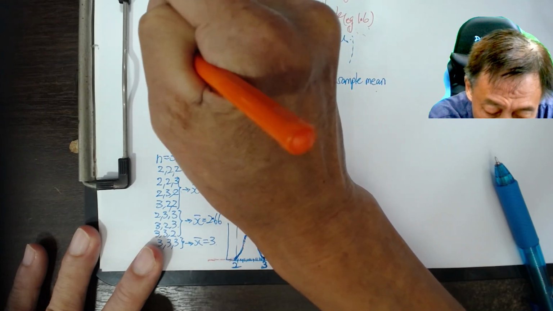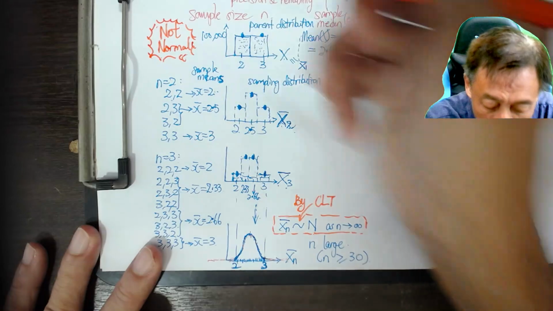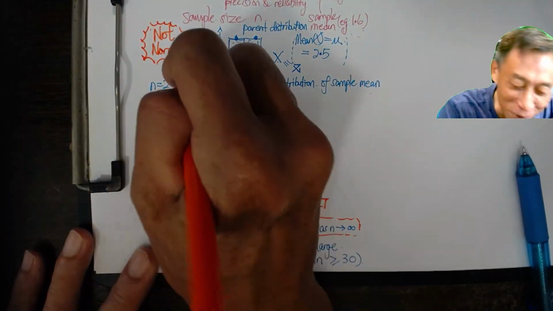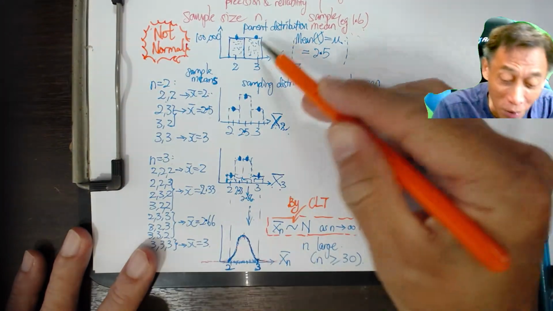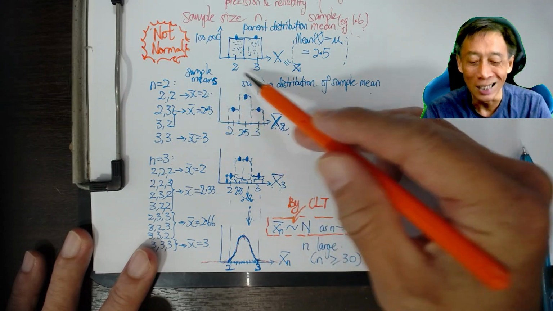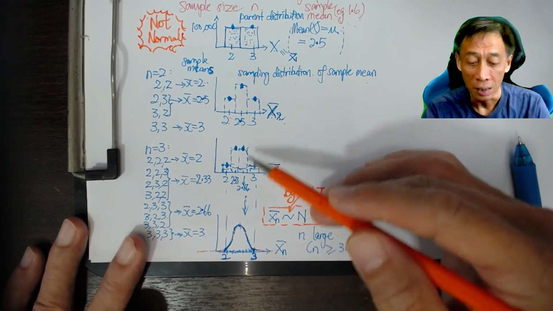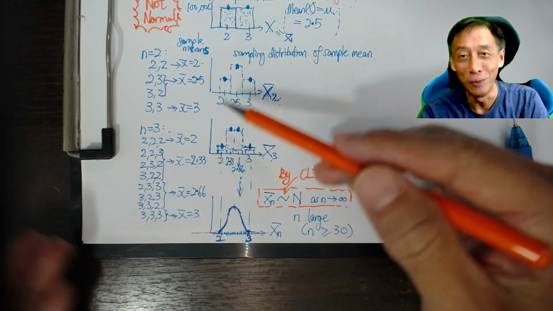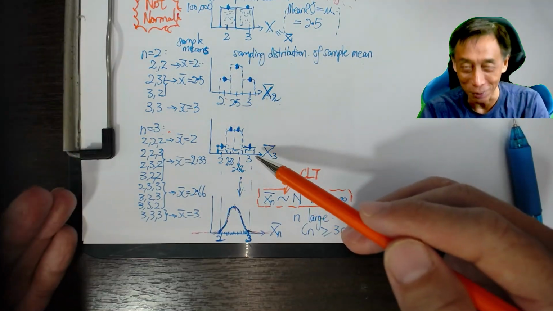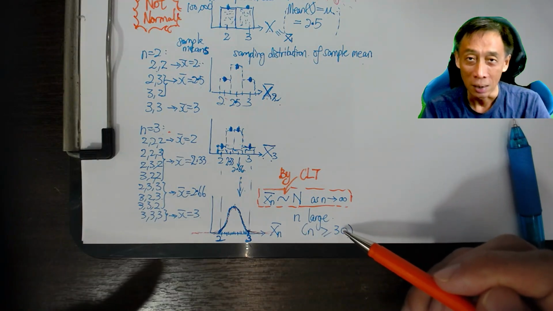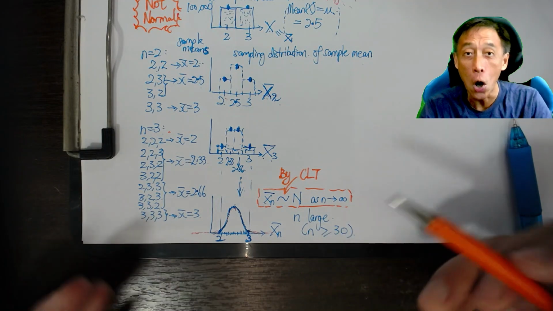Yeah, so our parent starts off as not normal. That sounds strange. The parent starts off as not normal because it's not a bell shape. But then when we perform this repeated sampling activity and increase n, you don't have to progress from n equals 2, then n equals 3. You can jump straight to n equals 30 or 40, because we know about CLT.